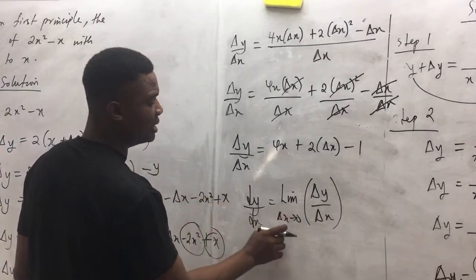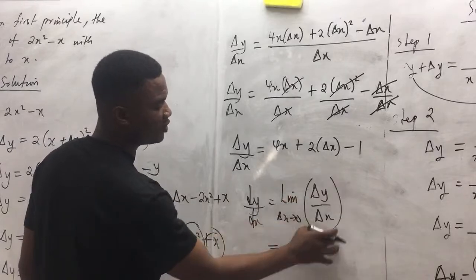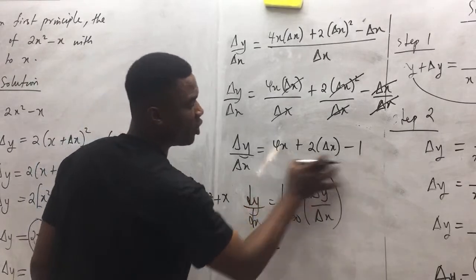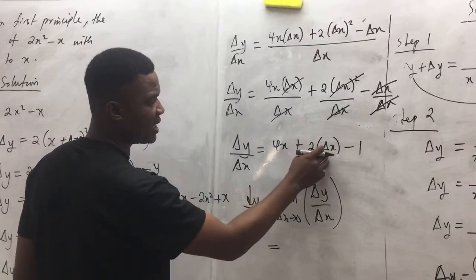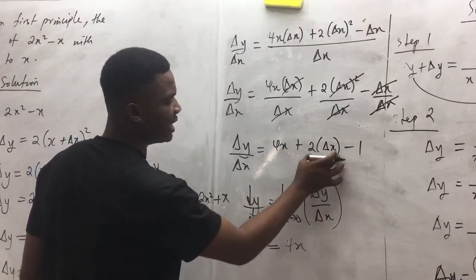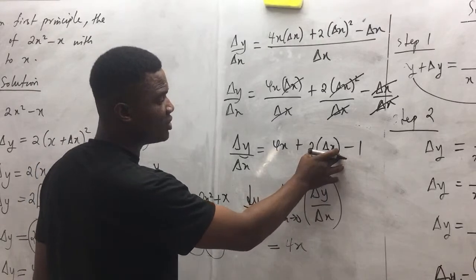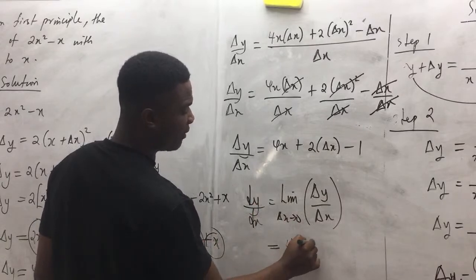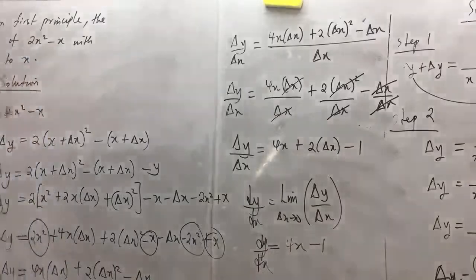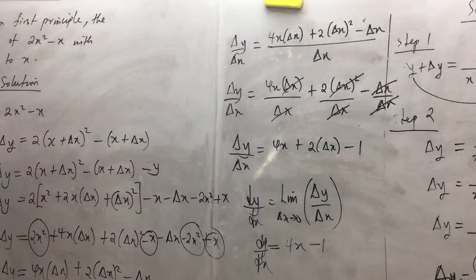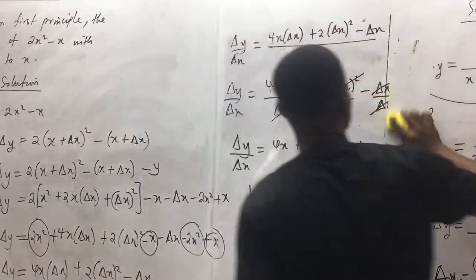And that means taking the limiting value of what we had, which is this. So that would mean putting change in x as 0 wherever you find change in x. And the only place you find change in x is this. So 2 times 0 gives you 0. And you end up having 4x minus 1 as our result. So dy dx is 4x minus 1. Okay? So that is the solution you would get when you use the first principle of differentiation to solve problem 8. Now, let's move over to problem 9.